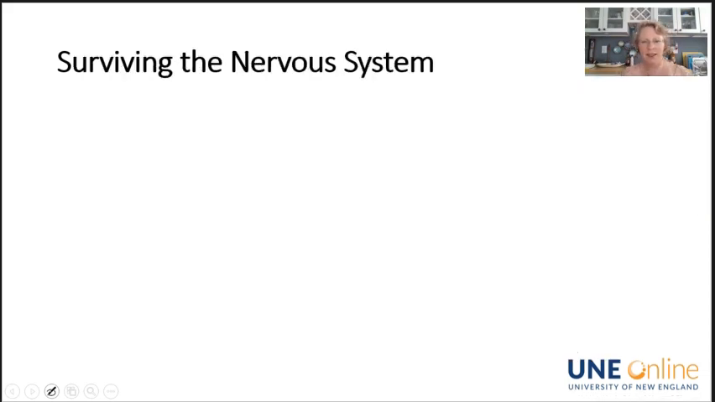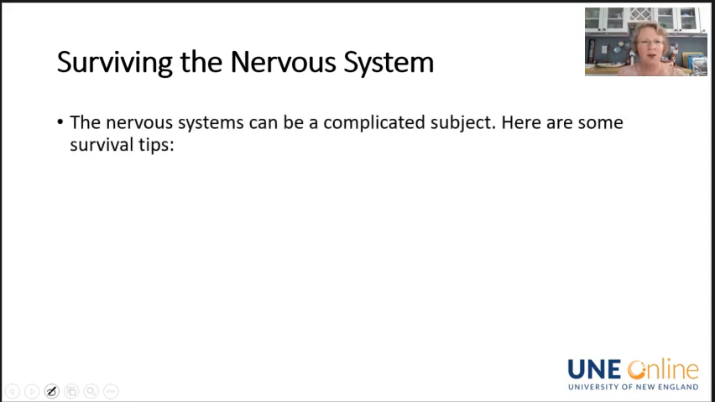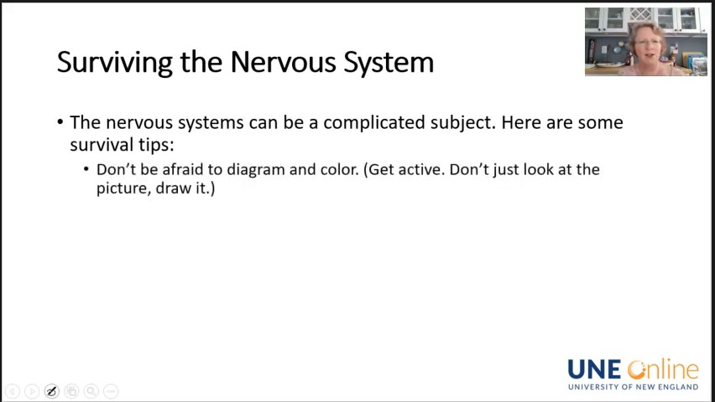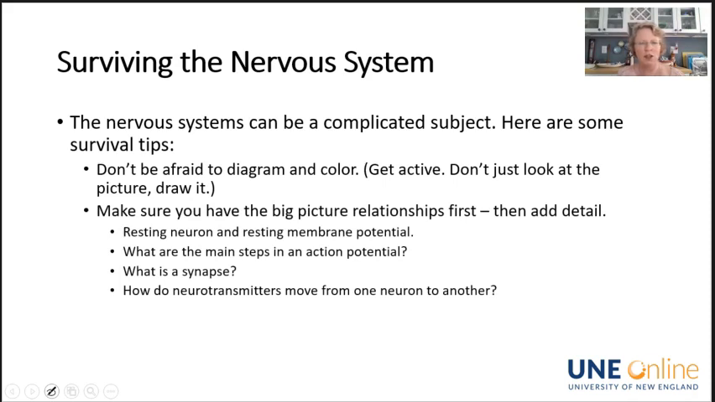Surviving the nervous system, it tends to be one of the harder chapters. So the nervous system can be a very complicated subject, and here are some survival tips. Don't be afraid to diagram in color. Notice how I left spaces so that I could diagram as I was going. Get active. Don't just look at the picture. Don't just read the information. Draw it. And make sure you have the big picture relationships first, then add detail.